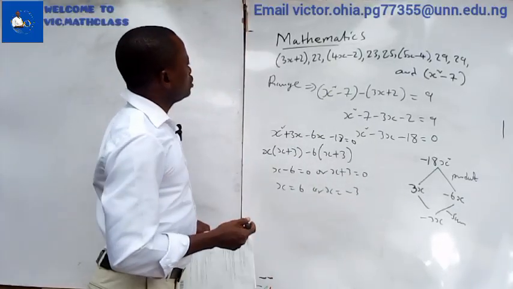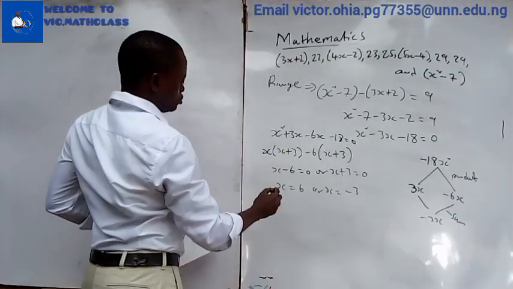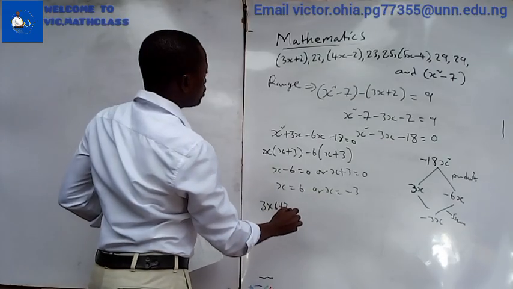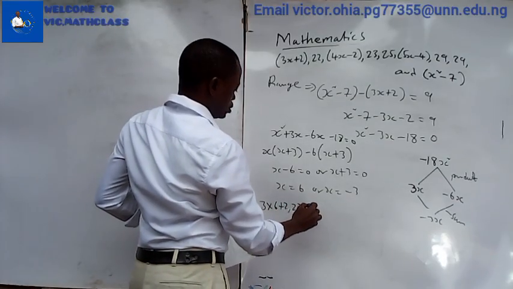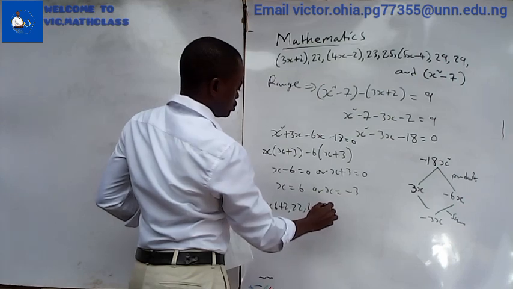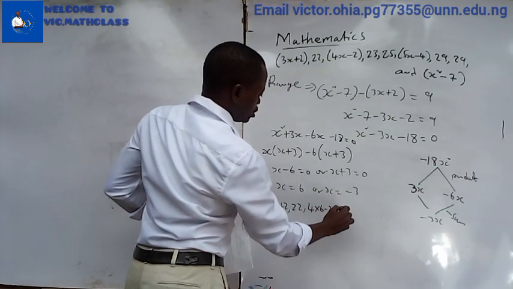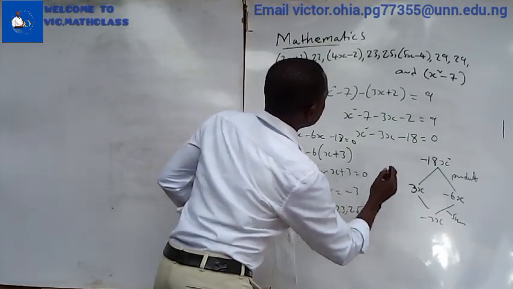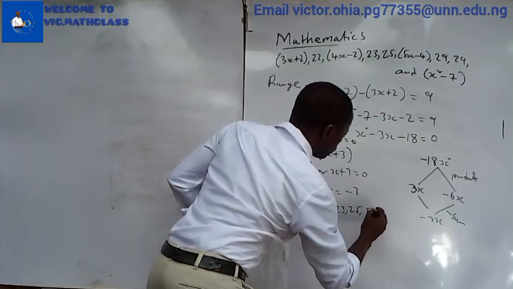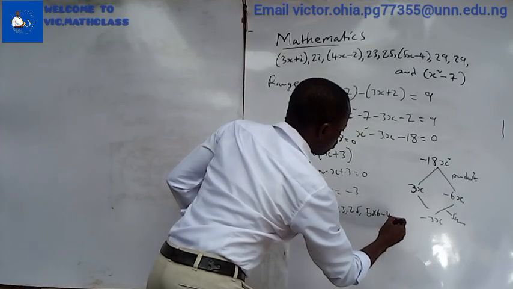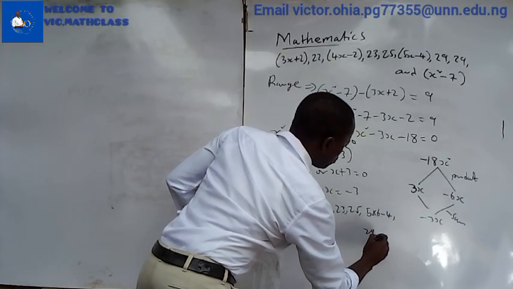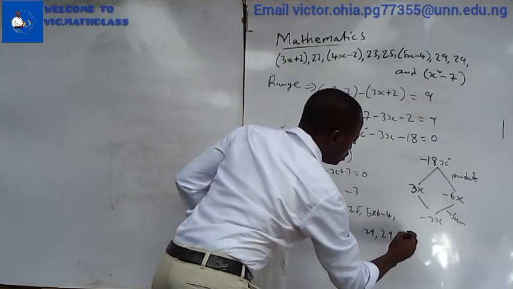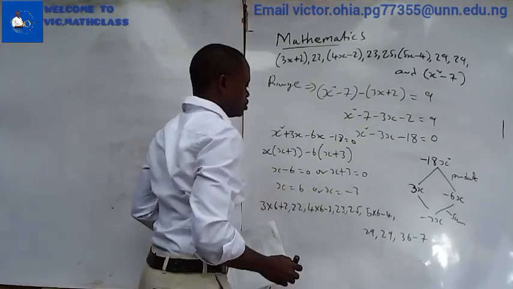If we go with 6, this data now will become 3 times 6 plus 2, comma, 22, comma, 4 times 6 minus 2, comma, 23, comma, 25, comma, 5 times 6 minus 4, comma, 29, comma, 29, comma, and 6 times 6 is 36 minus 7. That will be the last one.